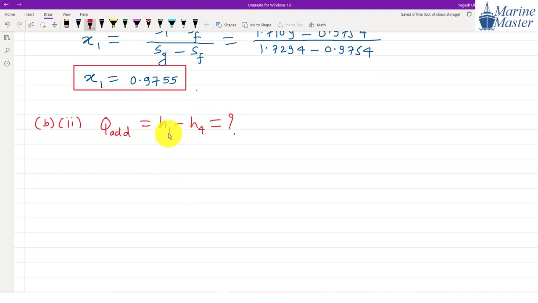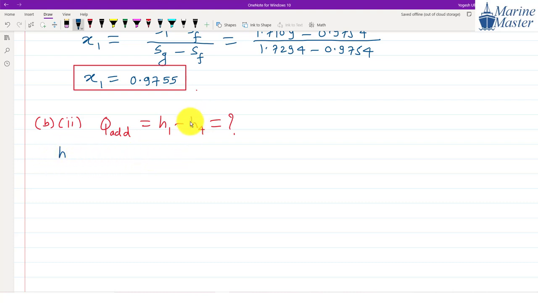What we need? We need H1. We need H4. Very simple discussion. Don't worry about this discussion, guys. How to get H1 and H4? We are going to see now. First of all, we are going to find out H1, and then we are going to find out H4. So first of all, what we are going to do?